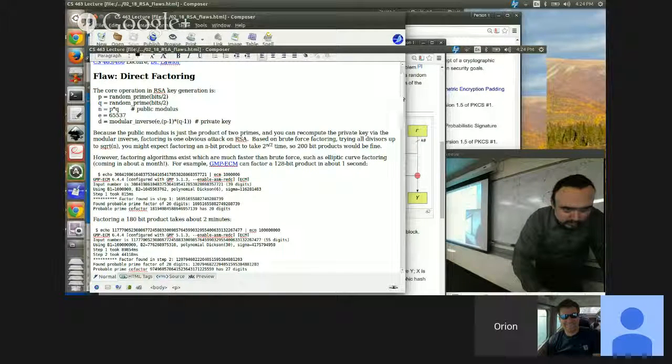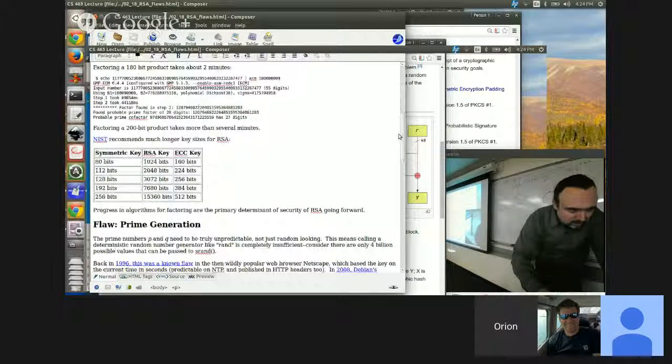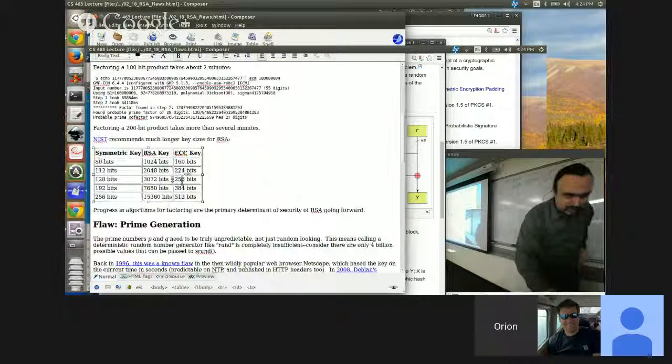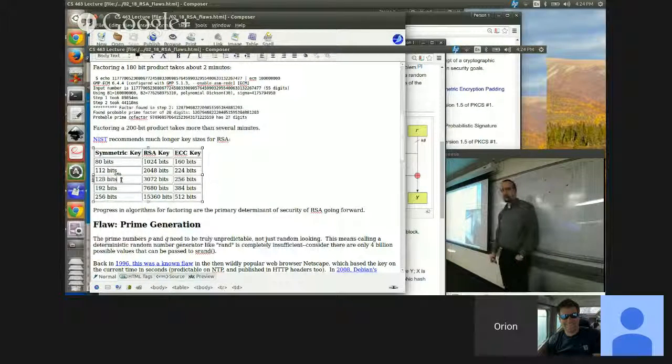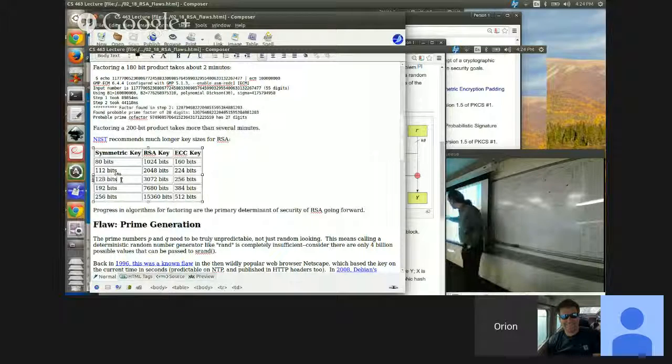So an elliptic curve key, like a 256-bit elliptic curve key, is considered pretty good. We don't have any good algorithms for attacking it. It's just about double the number of bits in a symmetric key, right? And you can get pretty secure with 512 bits.